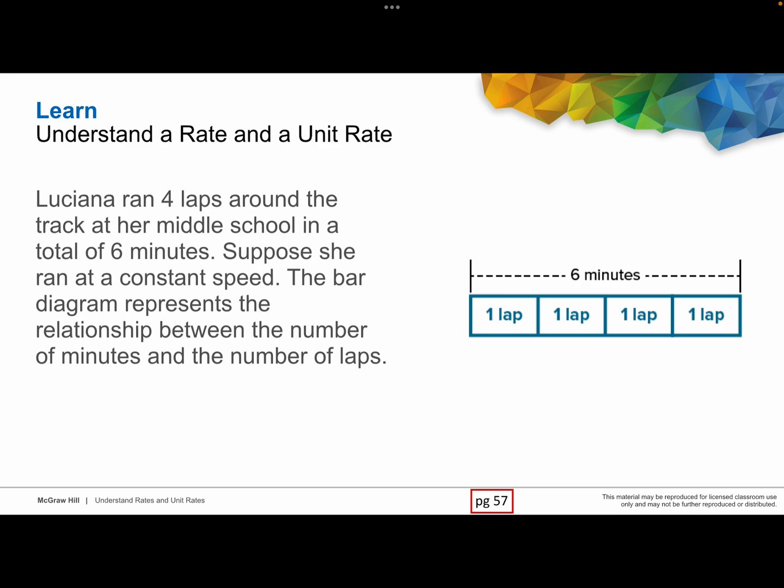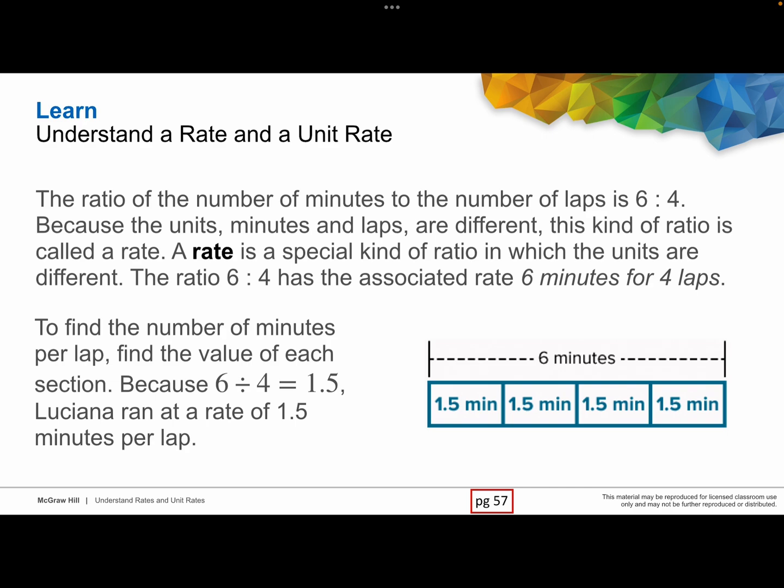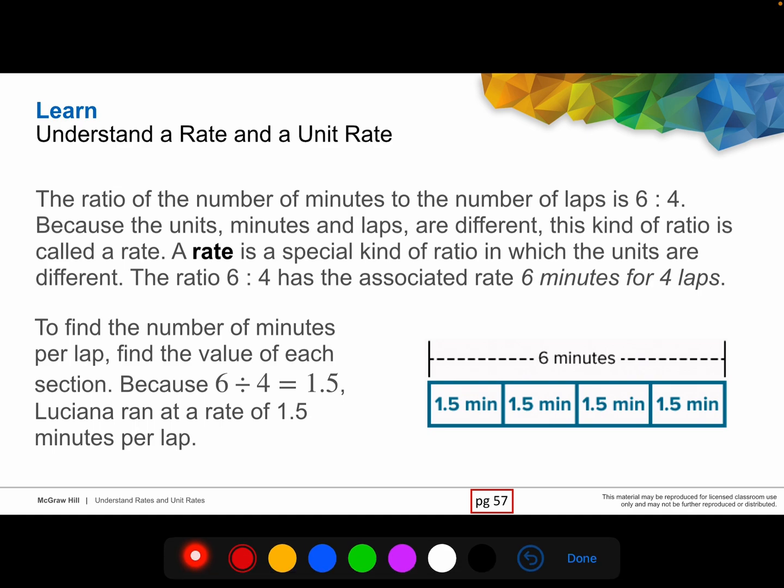Now Luciana ran 4 laps around the track at her middle school in a total of 6 minutes. Suppose she ran at a constant speed, which means the speed that she ran with at the beginning of the race as well as at the end is the same. The bar diagram on the right represents the relationship between the number of minutes and the number of laps. You can see that it shows us 4 laps and 6 minutes. Now the ratio of the number of minutes to the number of laps is 6:4.